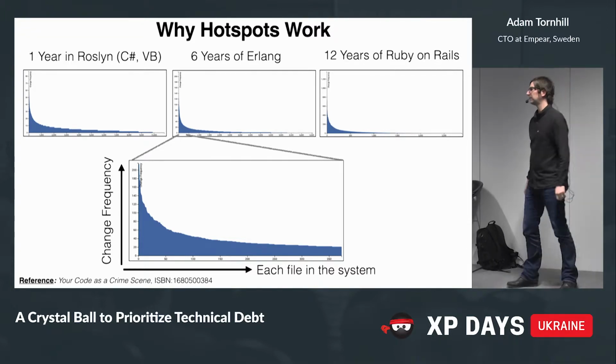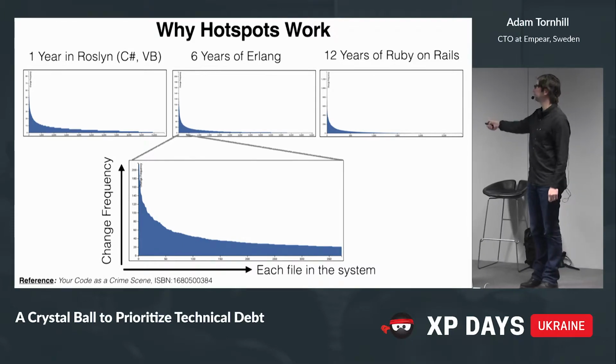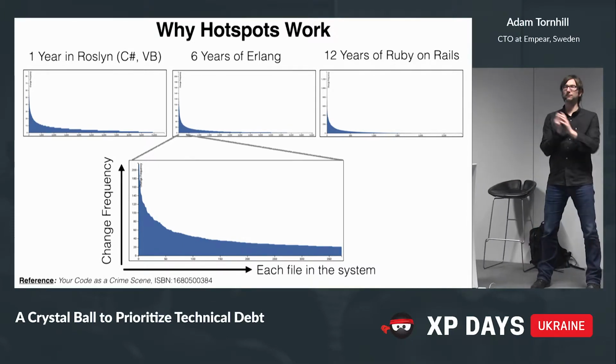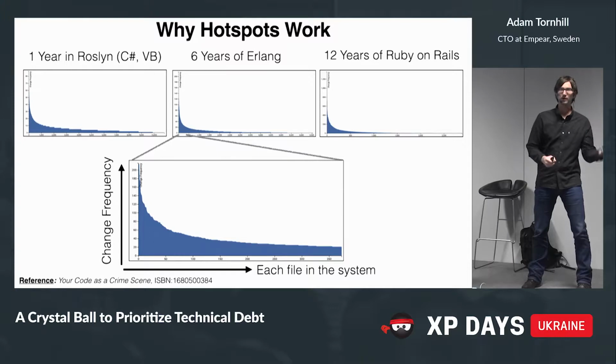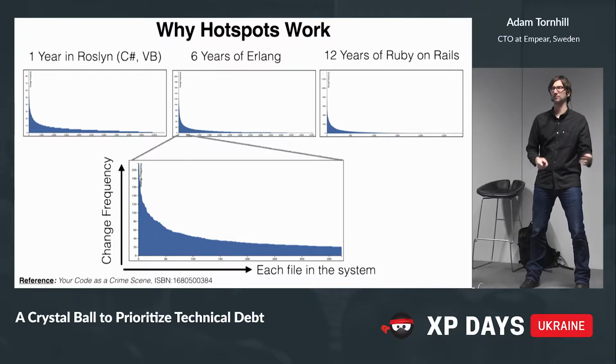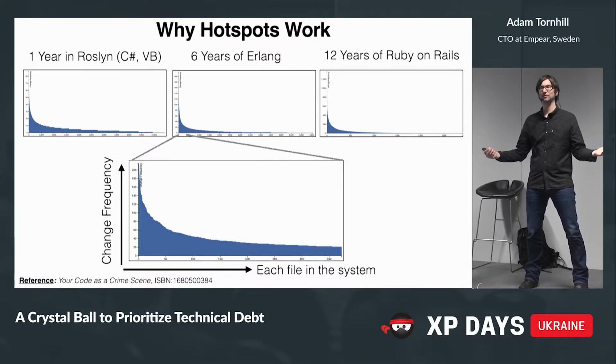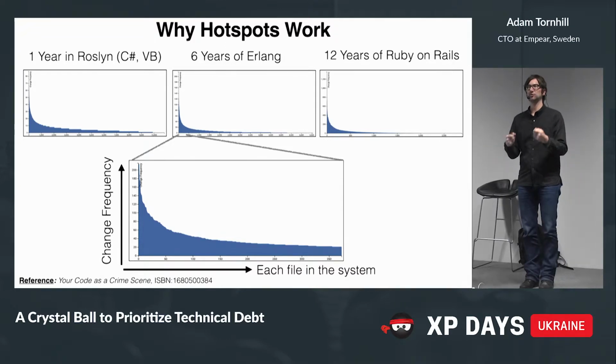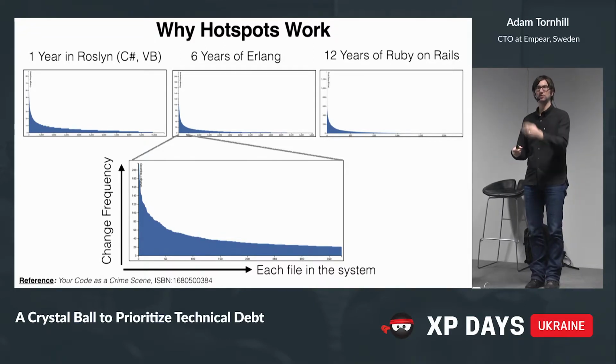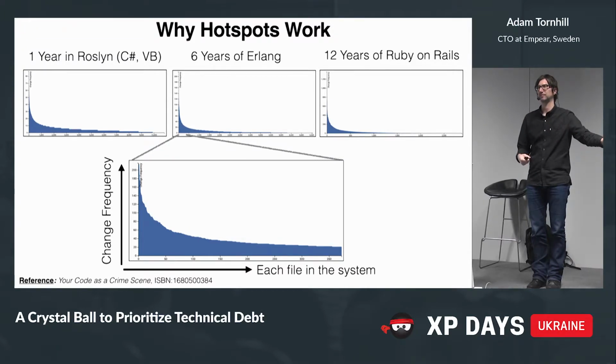Now, the interesting thing is, if you look at these three systems here, they're from completely different domains, developed by different organizations. There are different developers behind them. They have different lifetime span, different programming languages. Everything is different. And yet, do you see any similarities in the pattern? That's right. They all show exactly the same thing. They show a power law distribution.